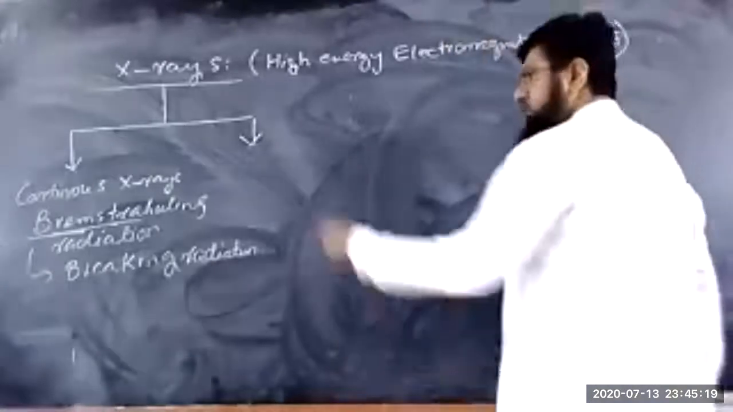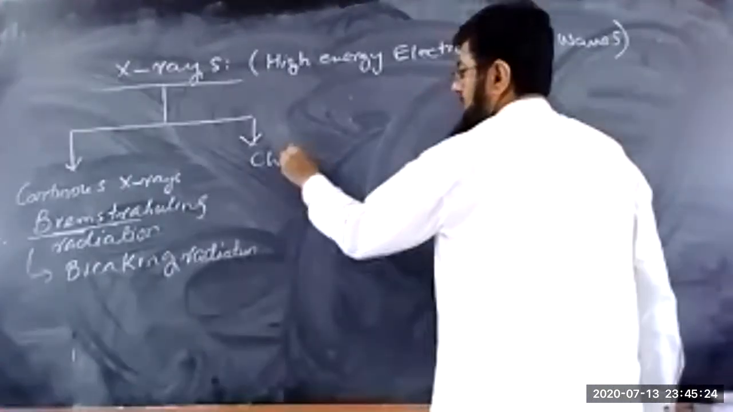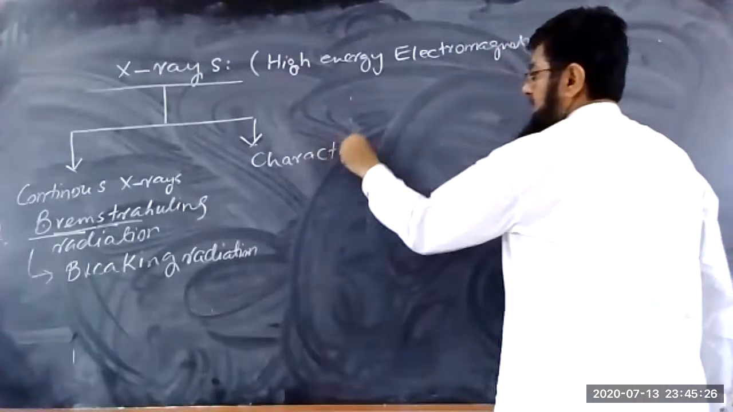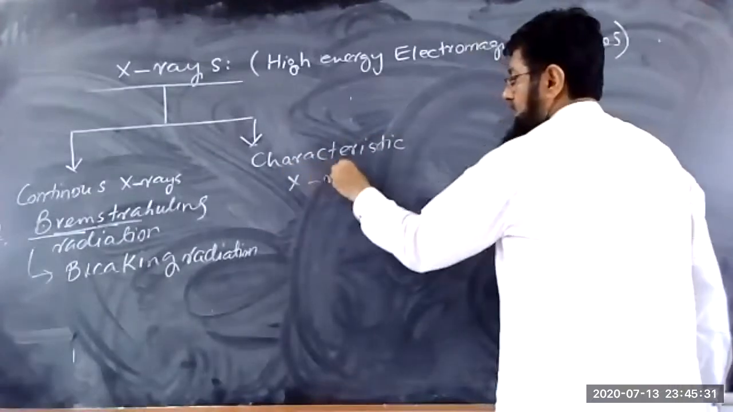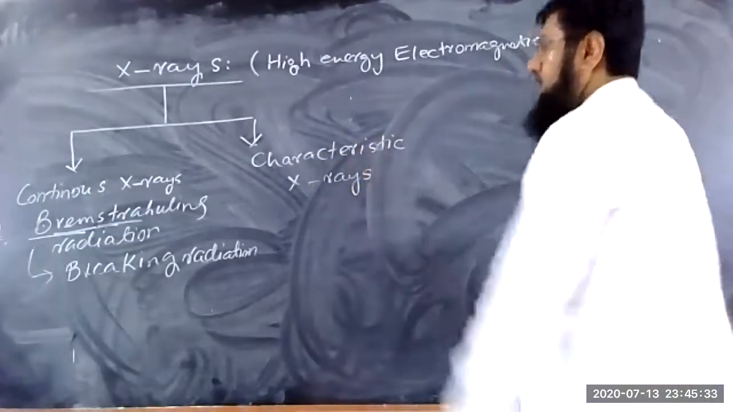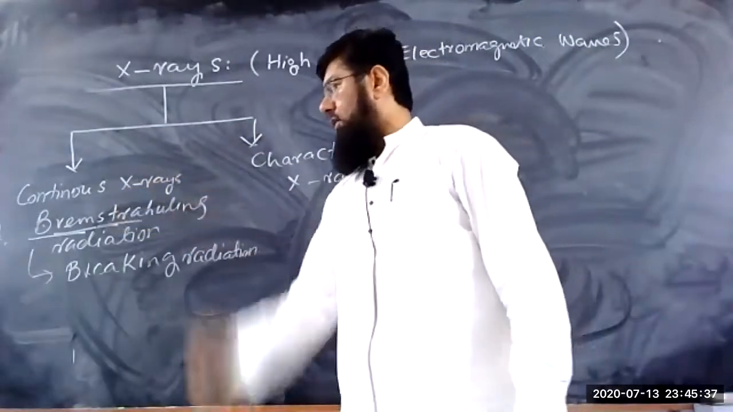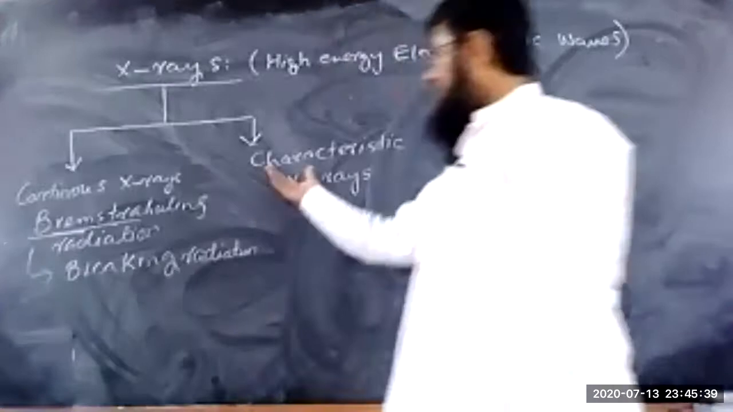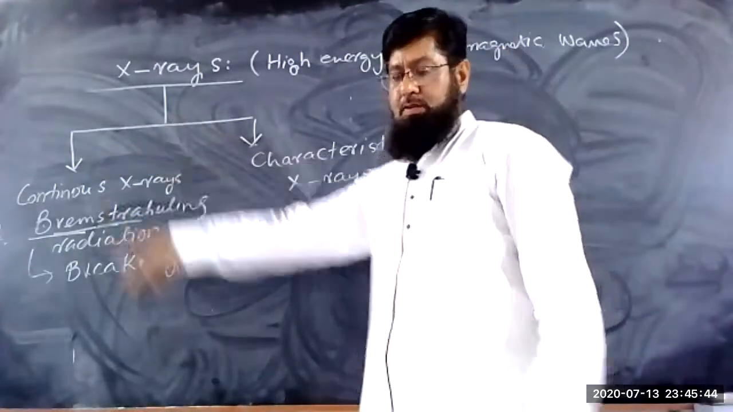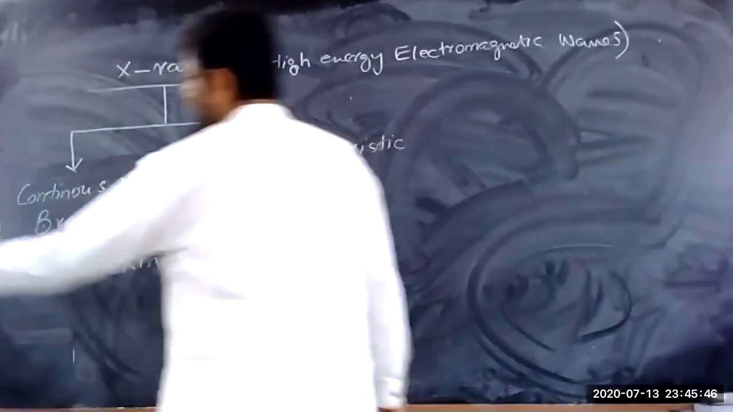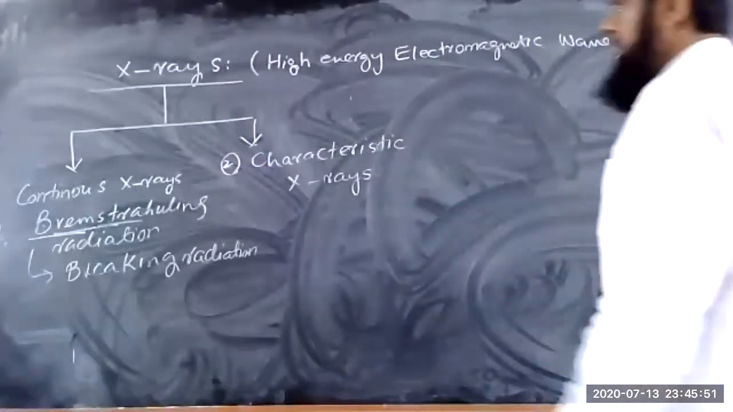And the second one, this second term, is the characteristic X-rays. So now, what is the continuous X-rays or Bremsstrahlung radiation, and what are the characteristic X-rays? We have to discuss it one by one. So let's say we call this number 1 and this number 2. So first we are discussing number 1.